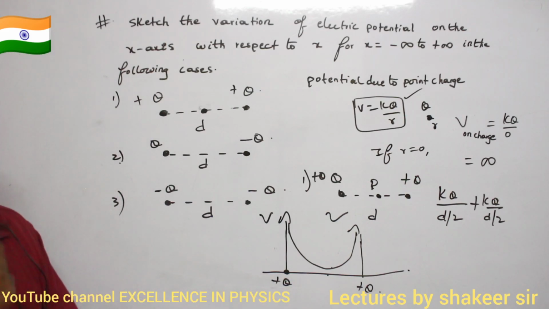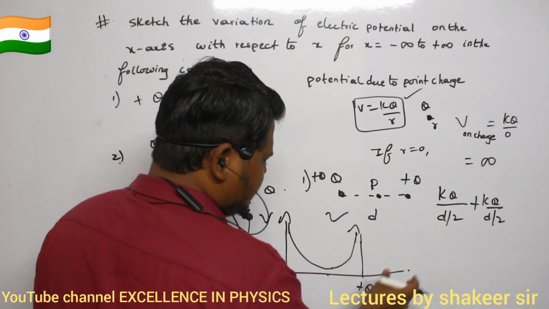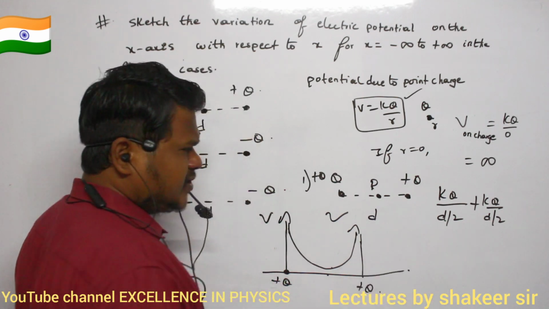Can I draw a graph like this? Definitely I can draw the graph. Similarly, on the right side of this second charge, how does potential vary?